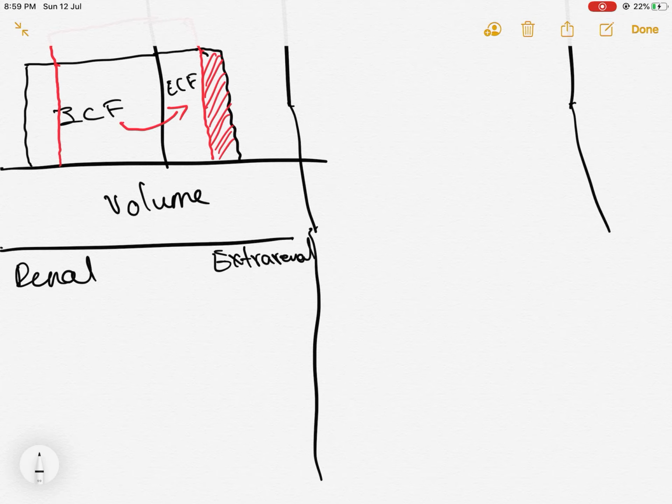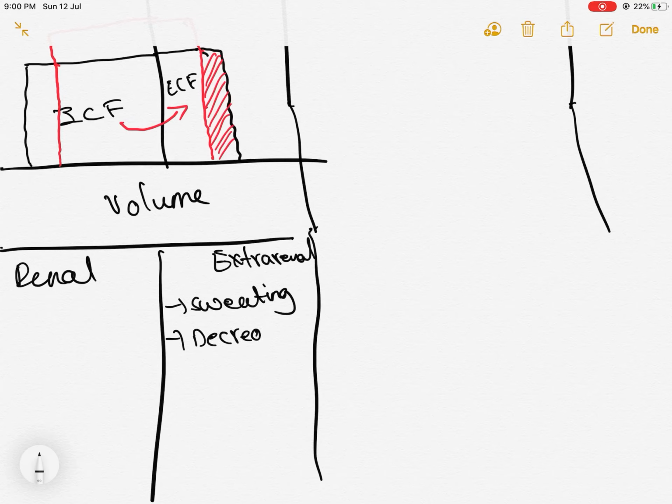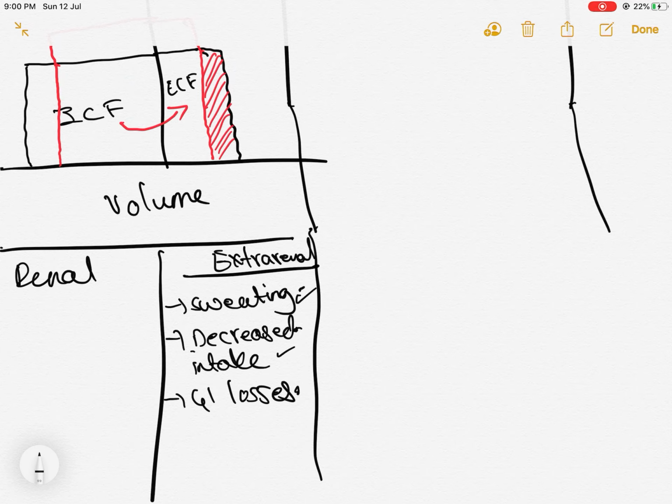So first we will see about extrarenal. Extrarenal losses could be because of excessive sweating, decreased intake of water, and third thing is due to GI losses. GI losses could be because of vomiting, because of diarrhea, etc. So one thing which is common is that in all these three, the blood reaching the kidneys is less because there is loss of fluid before the blood reaches the kidney, that is loss due to sweating, loss due to decreased intake, or GI losses.